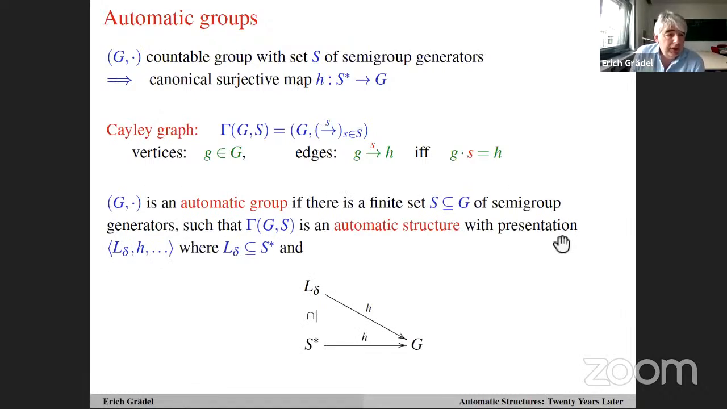Now, by definition, G is an automatic group if there exists a finite set of semigroup generators such that this Cayley graph is an automatic structure with a presentation by a regular language over that alphabet of semigroup generators, but with the important restriction that the map from the language into the group must be the canonical map. So we are not free to name the group elements in any way by a word over the semigroup generators, but it has to be the canonical map that maps a product of generators to the group elements that it defines in the obvious way.